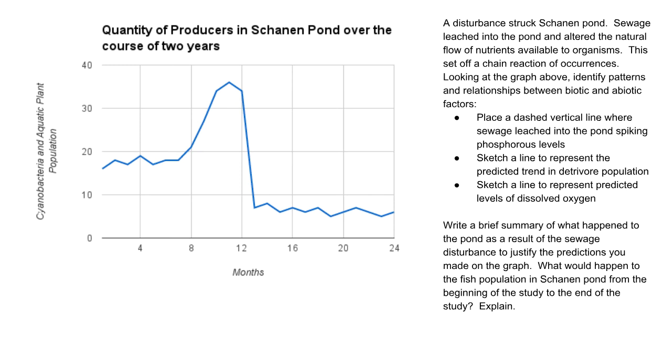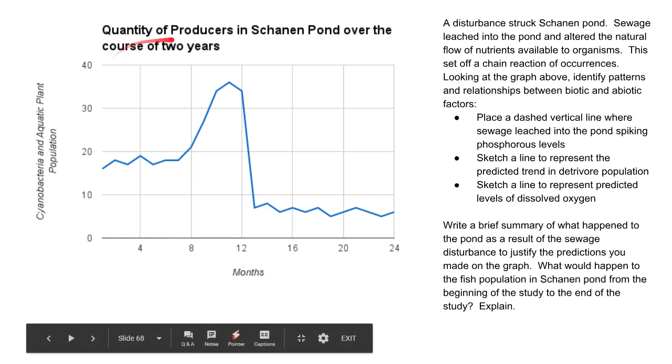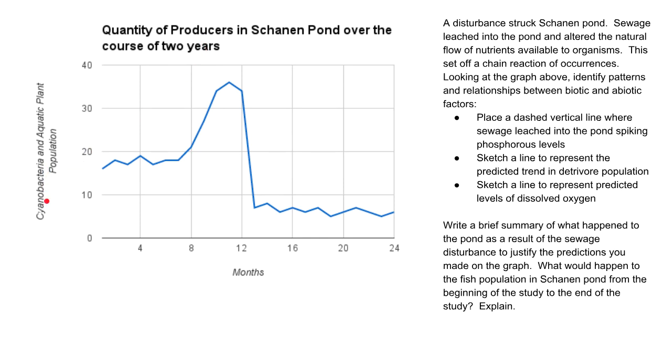So, what this graph is showing is time, and it's showing the quantity of producers. So, I just did cyanobacteria and the aquatic plant population. Now, again, the units are all arbitrary. It's more the trends that we're looking at. So, the producers are chugging along, and then they go way up, and then they go way down, and then they stay low. So, where in this change in the population of producers might sewage have leaked in? And I would say it's right about here.